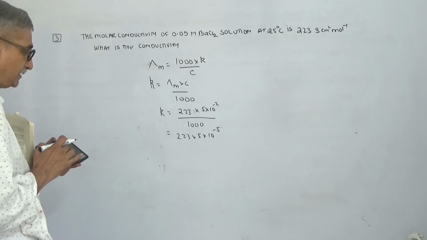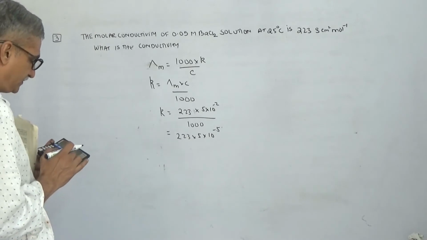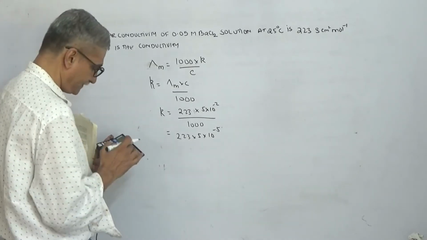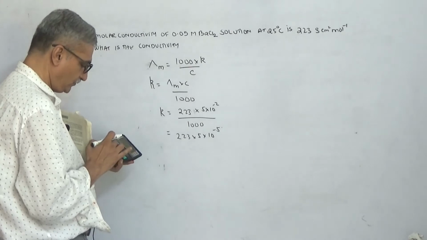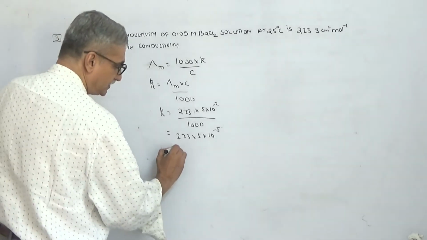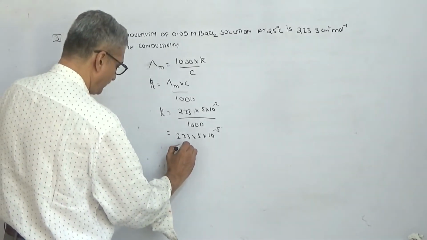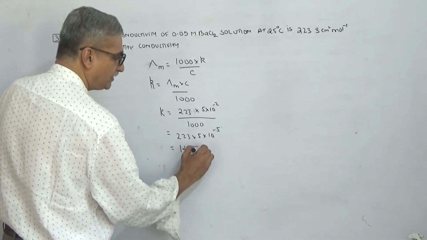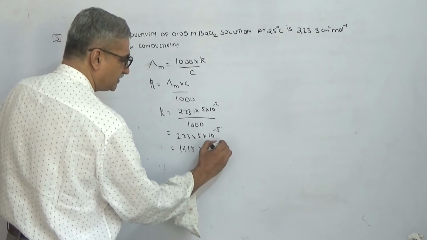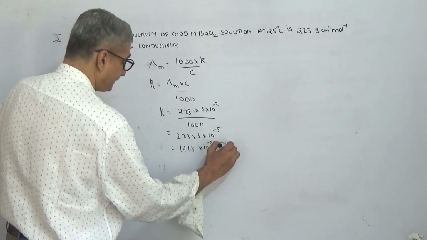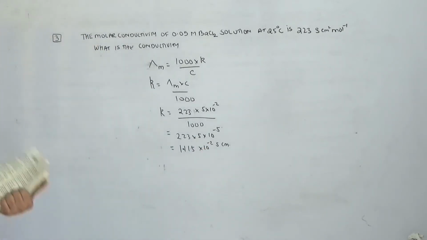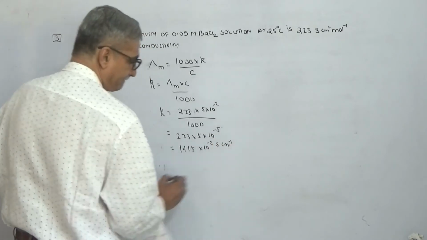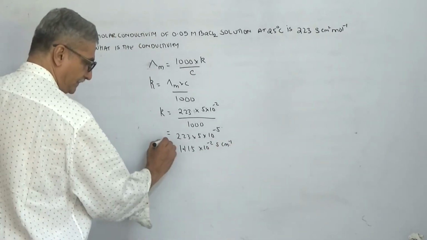So how much will that be equal to? 223 into 5 is 1115. So 1.115 into 10 raised to minus 2 Siemen per centimeter. So that is the value of K.